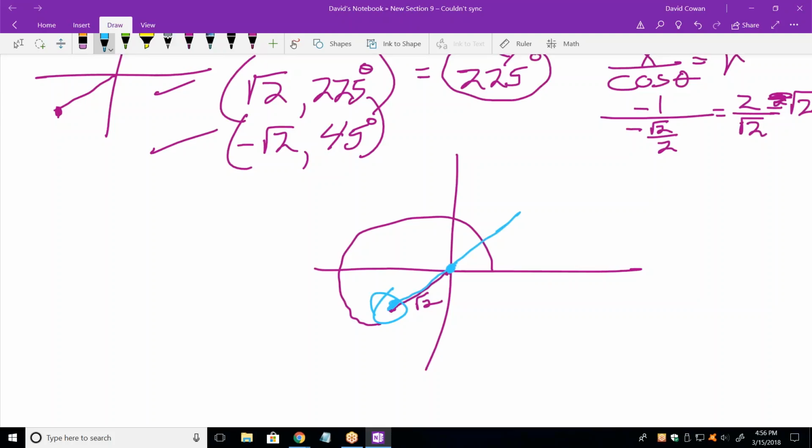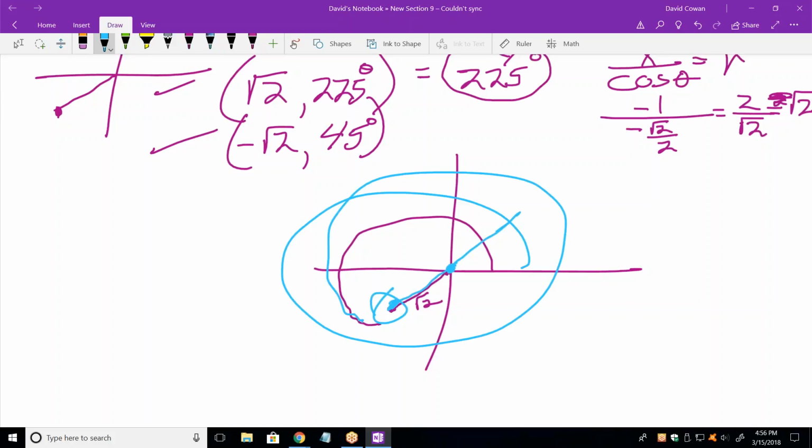And literally there are an infinite number of polar coordinates for this rectangular point, because I could also go around twice. There are only 2 in this problem because they limited your domain to 0 to 2 pi. So there's going to be exactly 2.